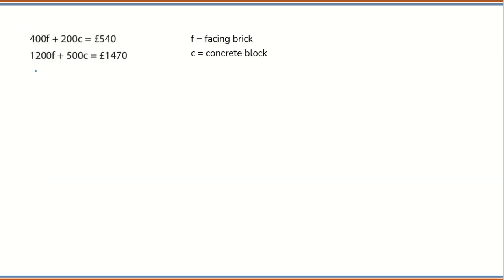These are the two equations where F is a facing brick and C is a concrete block. I'm going to rewrite the equations but without the symbol of the pound because it may be confusing. The method of substitution works well when one of the variables has no coefficient, and here all the variables have coefficients. I'm going to use the method of elimination. I need to have the same coefficient for one of the variables. I'm going to focus on F.